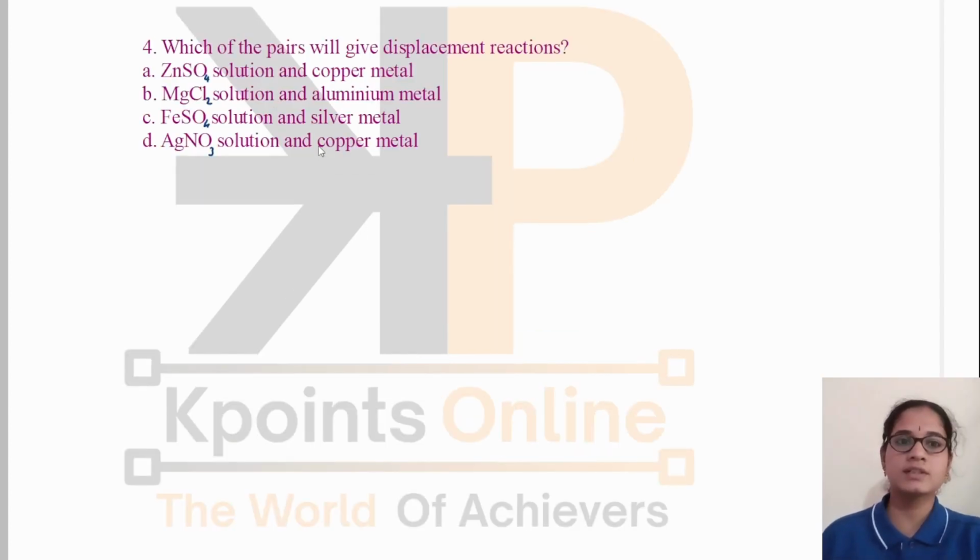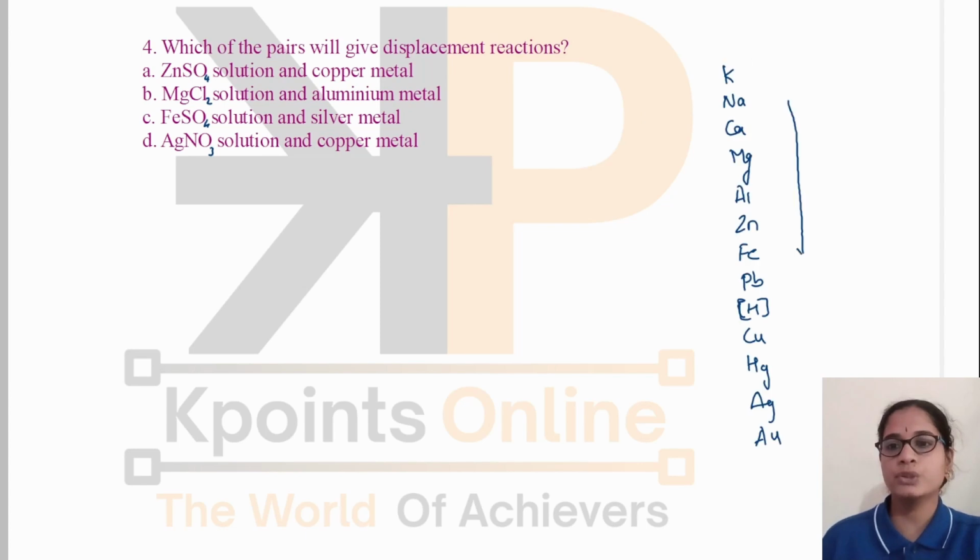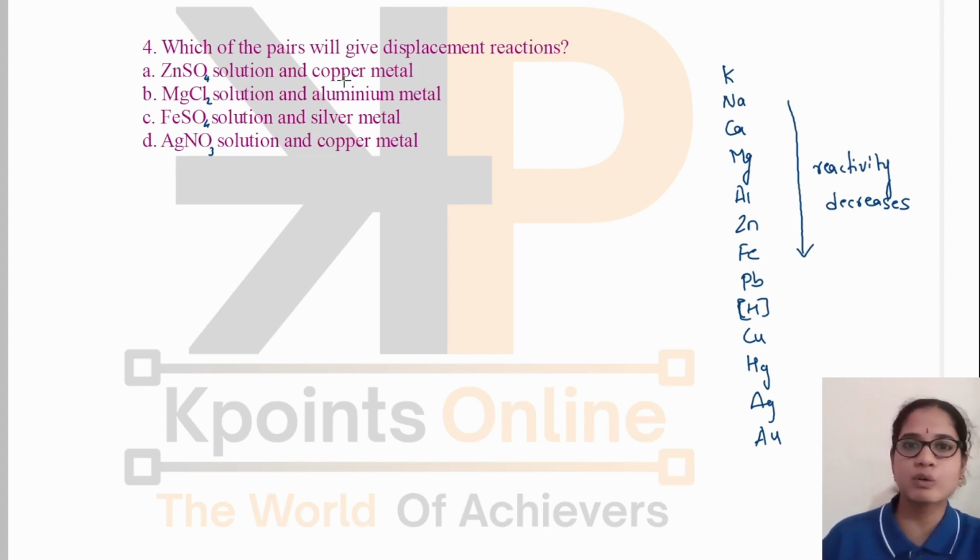Let us read the next question. Which of the pairs will give displacement reactions? The options are: zinc sulfate solution and copper metal; magnesium chloride solution and aluminium metal; iron sulfate solution and silver metal; silver nitrate solution and copper metal. For this, you have to see the reactivity series. Once you have knowledge about the reactivity series, you can easily solve this question. So let me write the reactivity series first. As you move down the series, the reactivity of the metals decreases. The metals placed above are more reactive than the metals placed below.